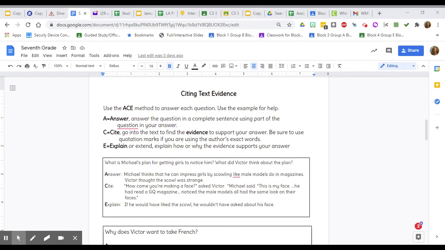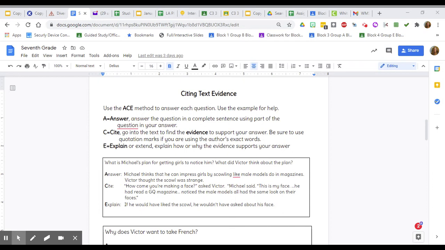So if you're looking at the first example, what is Michael's plan for getting girls to notice him? And what did Victor think about the plan? So if you're thinking about the story, 7th grade, which hopefully you've already read, Michael thinks that he can impress girls by scowling like male models do in magazines. Victor thought the scowl was strange. So my answer tells you what Michael's plan was and how Victor feels about it.